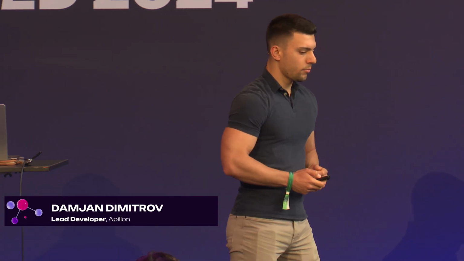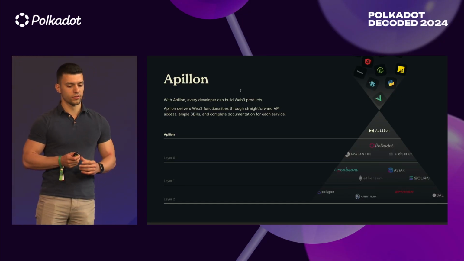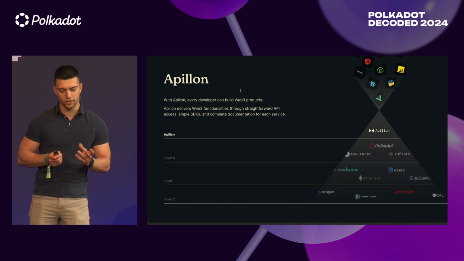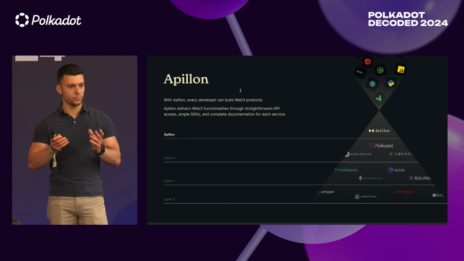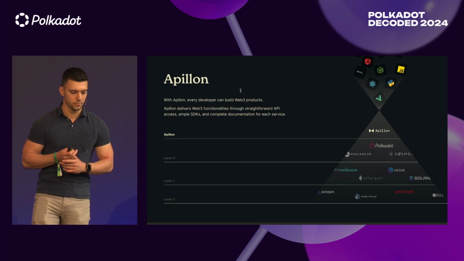Okay, so first of all, a little bit about APILLON for those of you who may not know. It's a Web3 development platform, and we're trying to lower the entry barriers onto Web3 of Web2 developers. So we're a development platform which builds services on top of existing parachains on Polkadot, and we deliver them through simple tooling such as API, SDK, CLI, and similar.